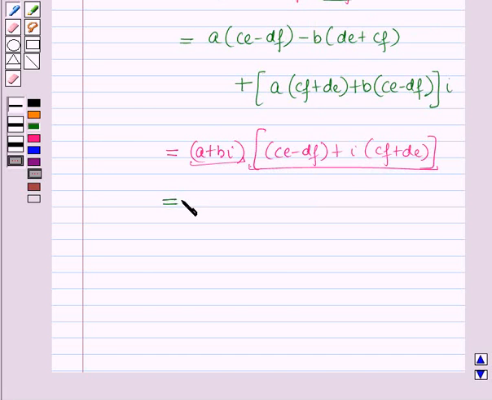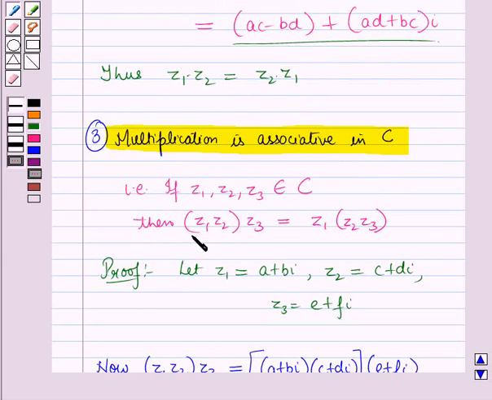So this is equal to Z1 into Z2 the whole. Therefore, we are getting Z1 into Z2 the whole into Z3 is equal to Z1 into Z2 into Z3 the whole. Thus, multiplication is associative in the set of complex numbers.